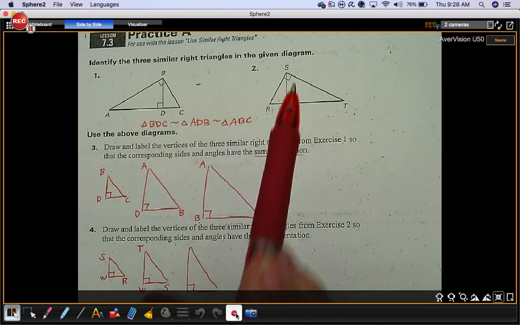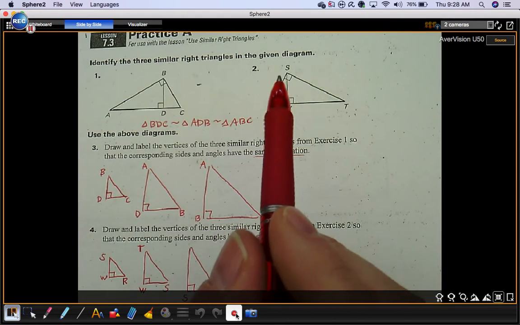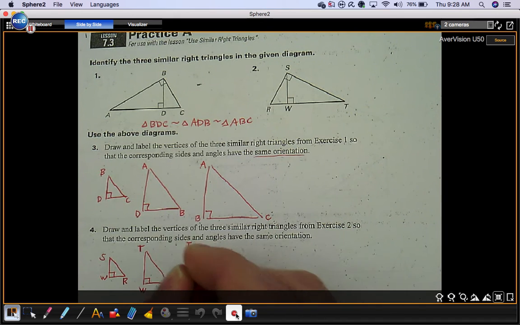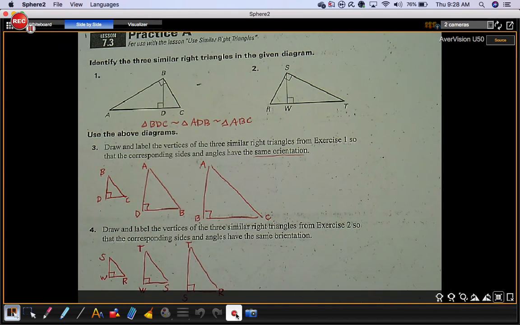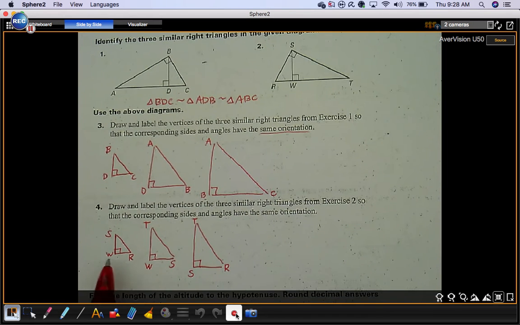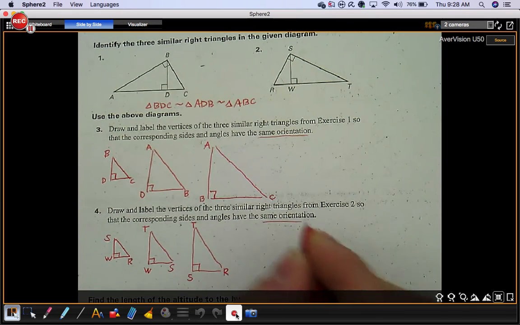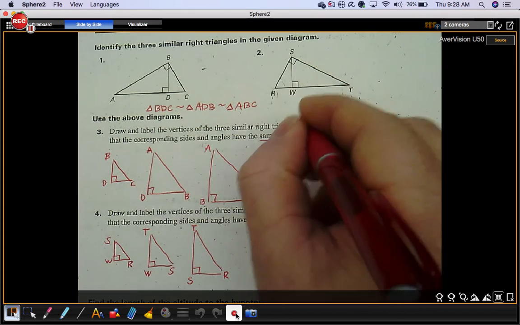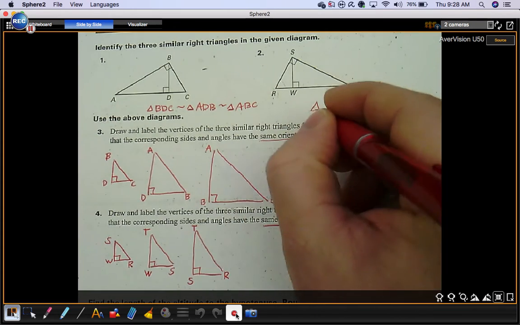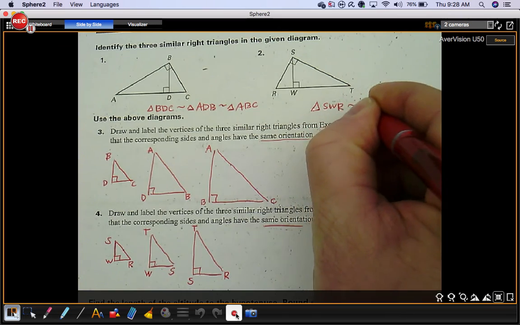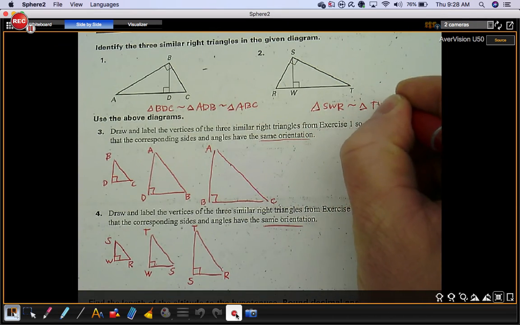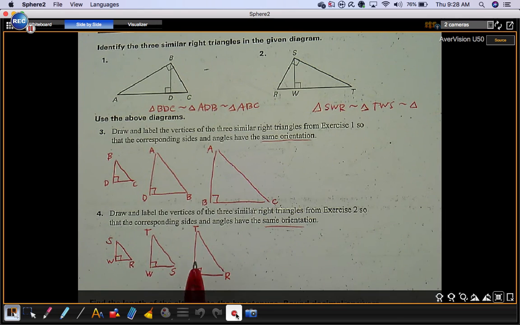And then your big right triangle has a right angle of S, and the long leg is this guy, segment ST. So your other vertexes are. Now, these are the three triangles that are similar. If we just name them going this way, then all the parts will correspond because we put them in the same orientation. So triangle SWR is similar to triangle TWS, and that's similar to triangle TSR.